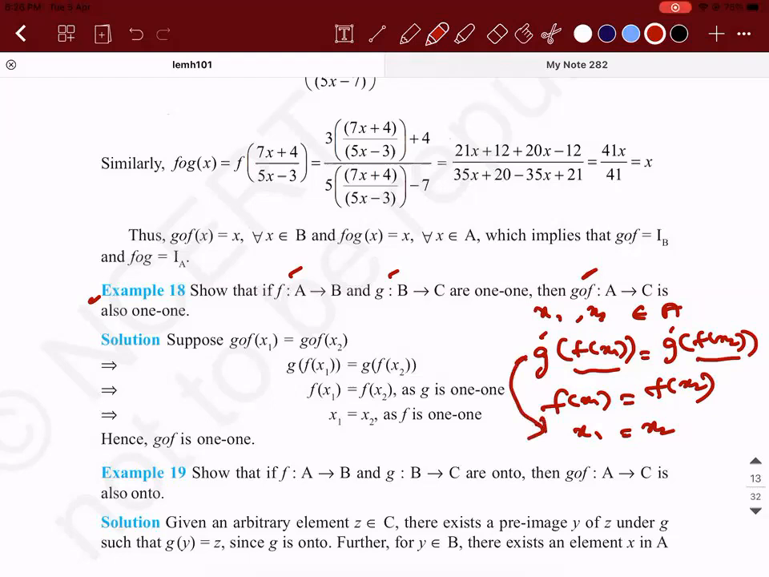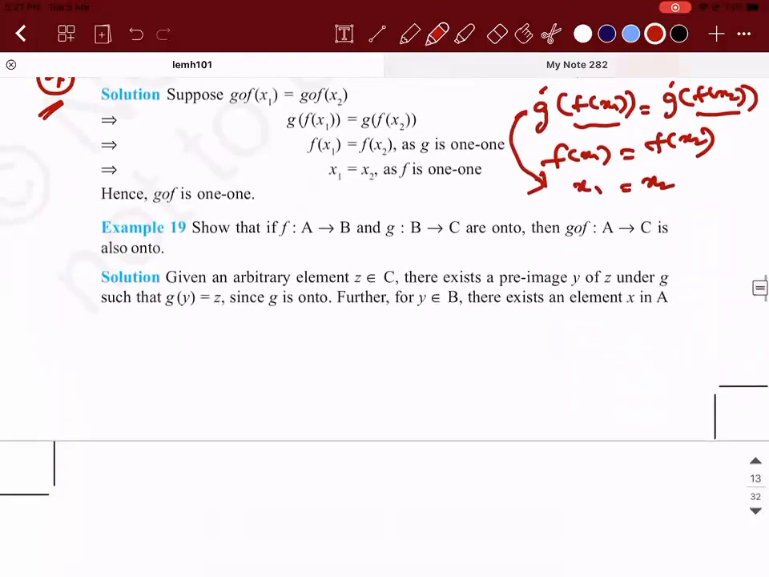So what can we conclude? The g circle f is also a 1-to-1 function. Mark all these problems as important. They are very good. Try to solve them again. They're simple but important.